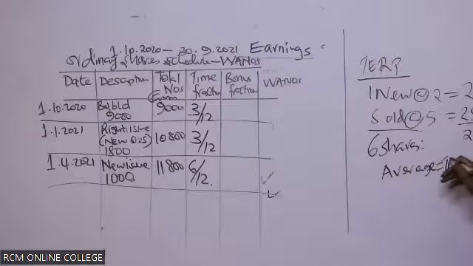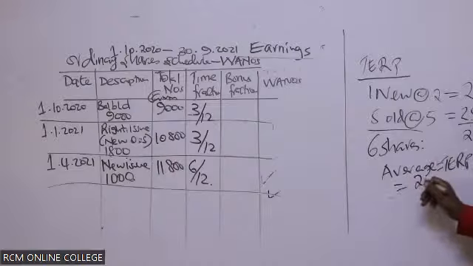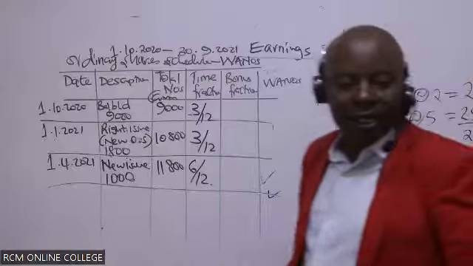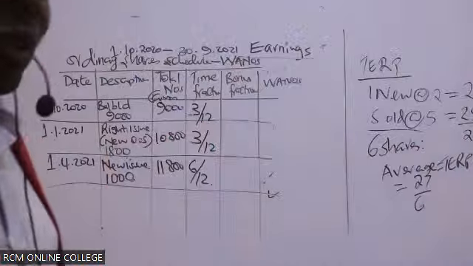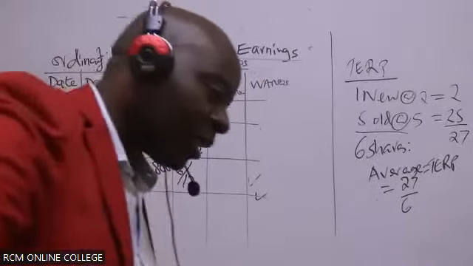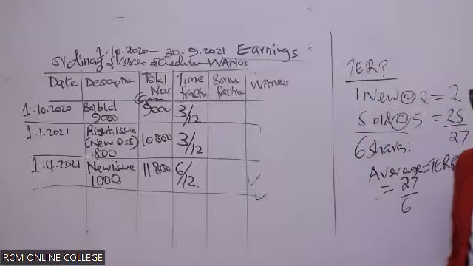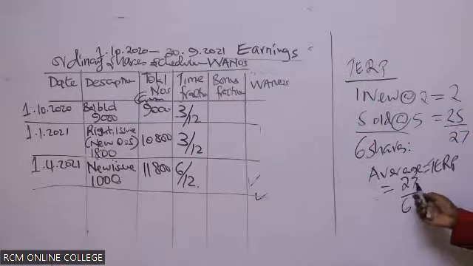And therefore the average becomes the TERP. The average will be 27 over 6. Now here we have to adjust the board a little bit for you guys to see. So the TERP becomes their average, 27 over 6.